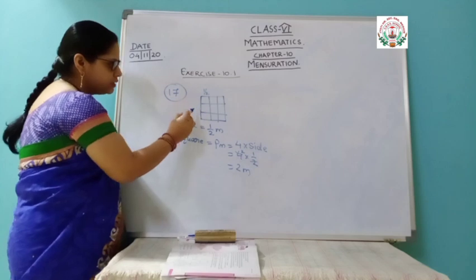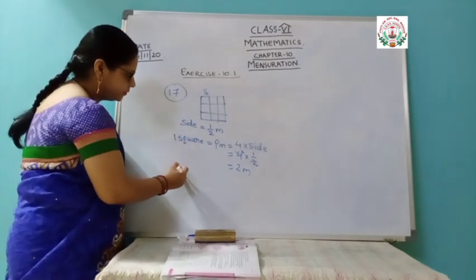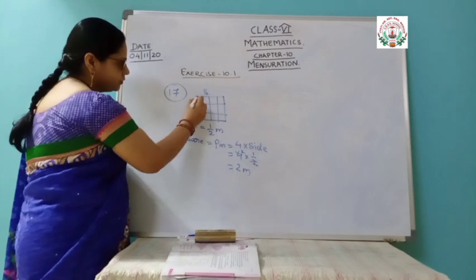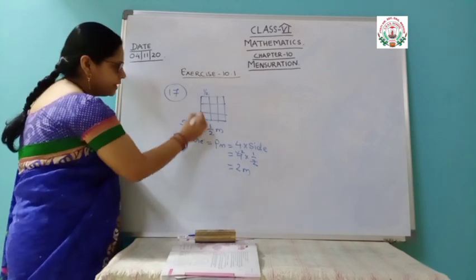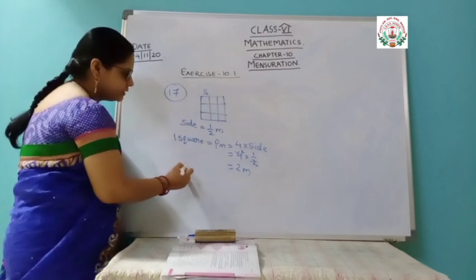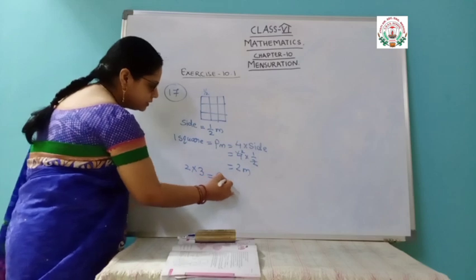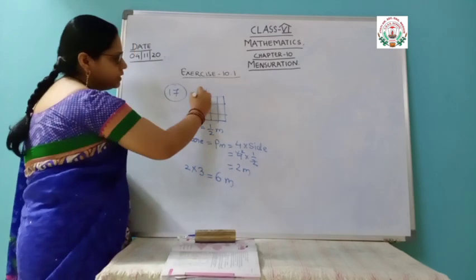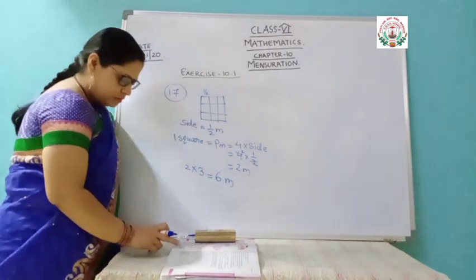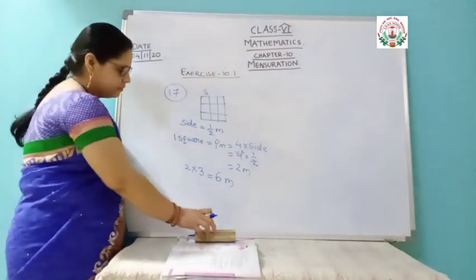Now when 2 is the perimeter of 1 square, so here total 3 squares are there. So 2 into 3 you will do. So total 6 meter will be the perimeter of this arrangement.